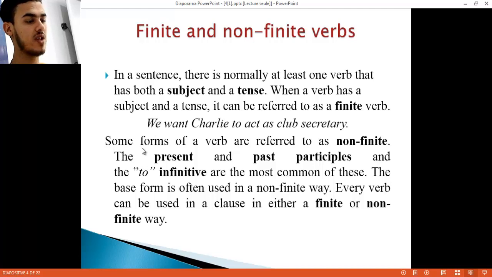So the verb is want, and it is conjugated in the simple present, following the subject, which is the pronoun we. Some forms of verbs are referred to as non-finite. The present and the past participle and the two infinitives are the most common of these. We have 3 forms, which are the present and the past participles and the two infinitives, and we call them non-finite forms. The base form is often used in a non-finite way. Every verb can be used in a clause in either a finite or non-finite way.